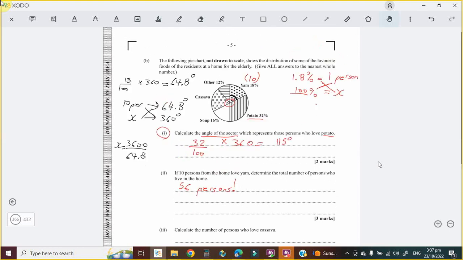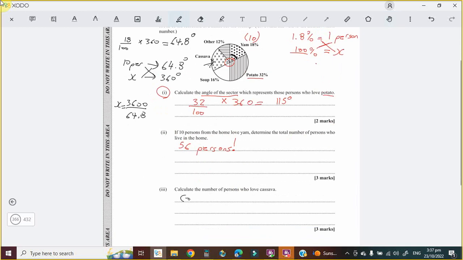Calculate the number of persons who love cassava. How many persons love cassava? Notice they didn't give us the percent. So what do we have to do first? Very good, subtract. The first thing we can find out is cassava lovers equal 100 minus all of that added up. 12, 18, 16, 32, that's what? 30, 40, 78. So 22% of them love cassava.